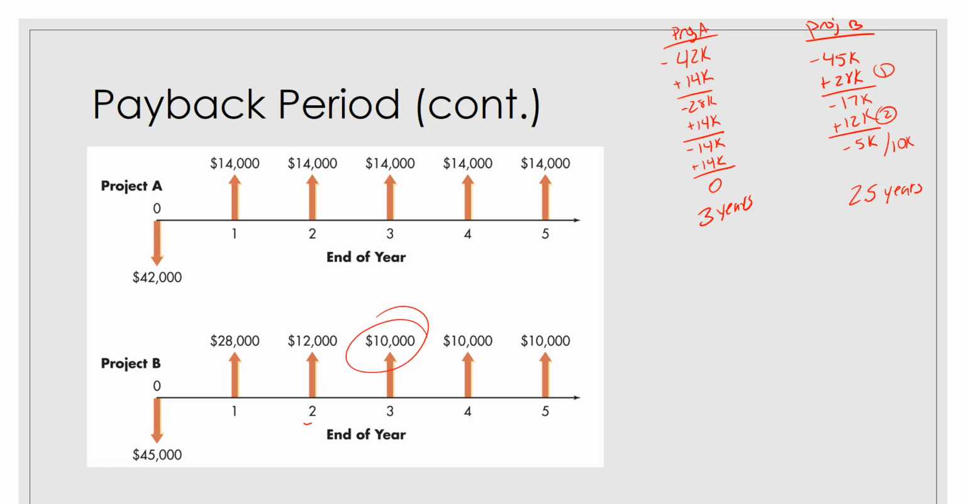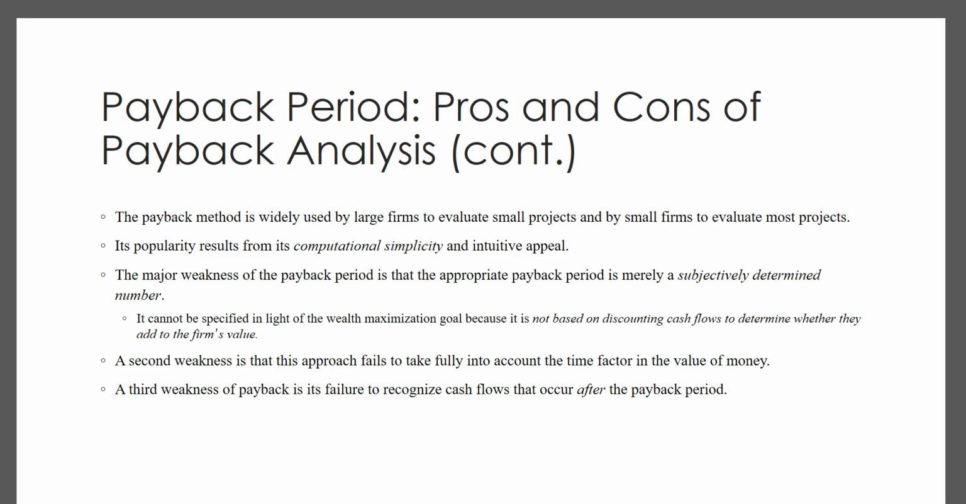If they are independent, but you have capital rationing, then you would invest in Project B. And if you had any money left over, you would invest in Project A, according to payback period methodology. The payback period method is used by large firms to look at small projects, and it's used by small firms for most projects. It's very simple to compute and very intuitive, but it does have some weaknesses.